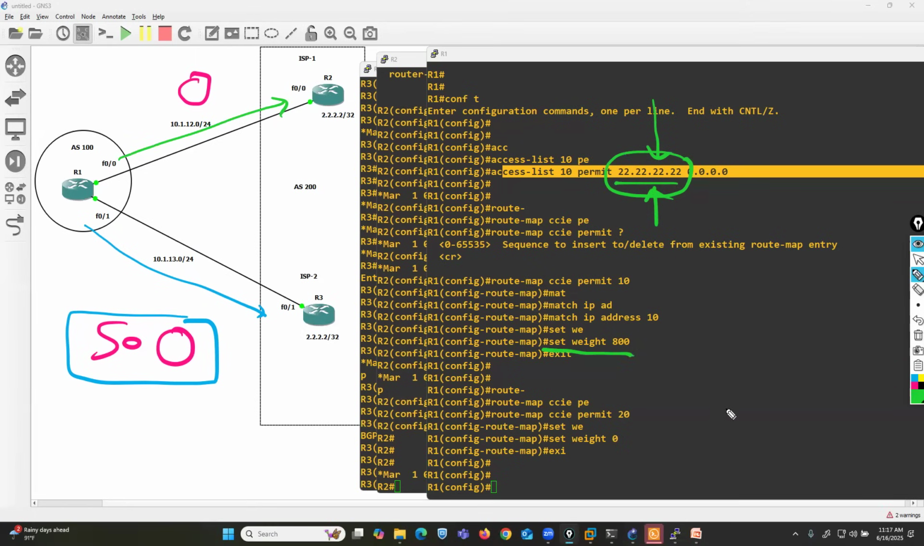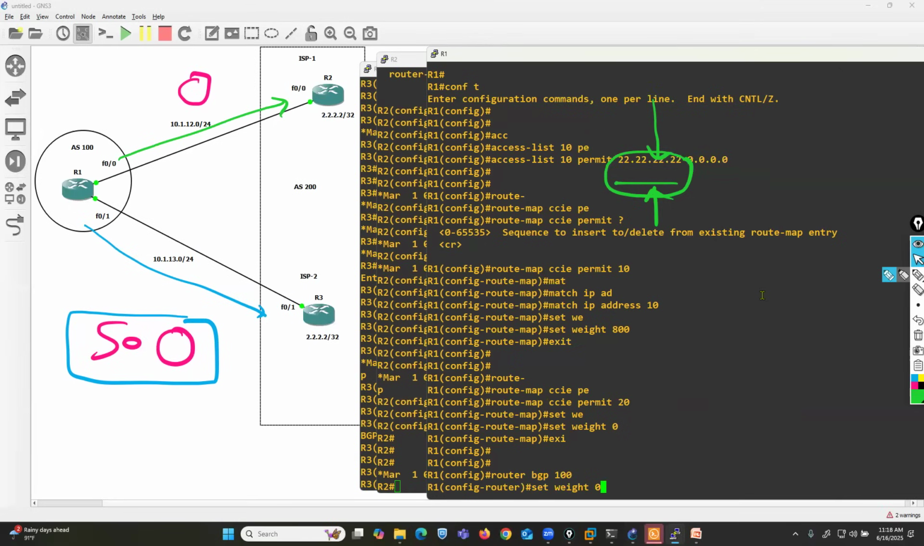For the rest of the traffic, weight is 0. So now what I'm doing: once you configure the route map, you can go to the BGP protocol, and I'm trying to remove this command. Give me 2 minutes. Let's remove this command.